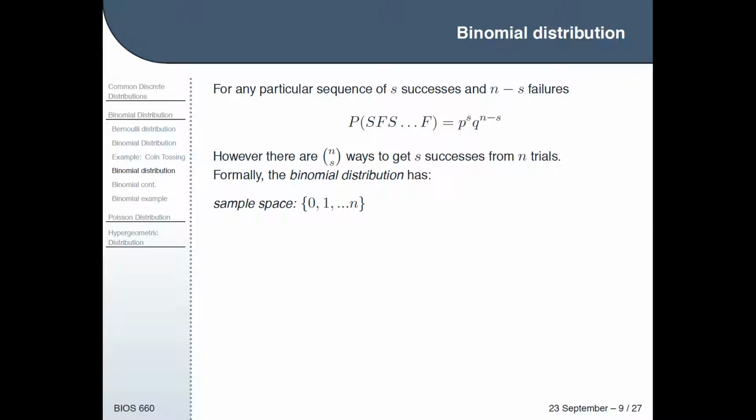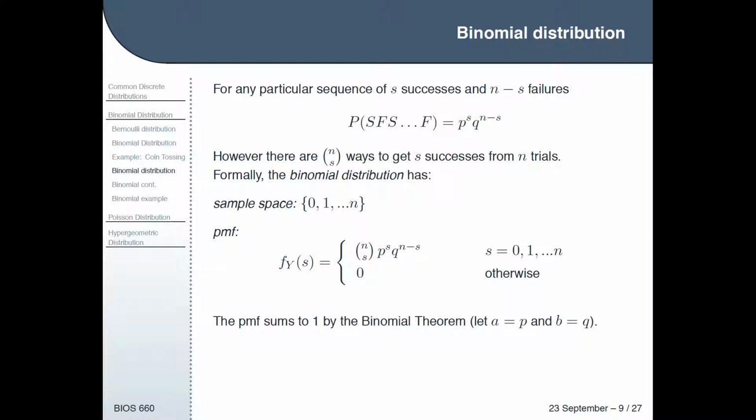the binomial distribution will have sample space from 0 to n. The probability mass function, as I just said, will be n choose s, the number of different possible orderings for s successes in n trials, times the probability of getting s successes, p to the s, times the probability of getting n minus s failures, which is q to the n minus s. And it's easy to show that this PMF sums to 1 using the binomial theorem. I think I may have proved this in an earlier lecture, but otherwise, if you just take the binomial theorem, let a equal p and b equal q, then you'll end up with 1 equals precisely the expression that I have up there.